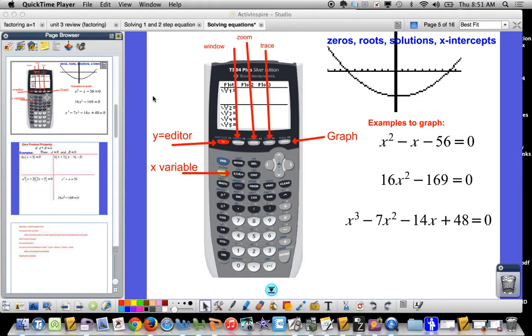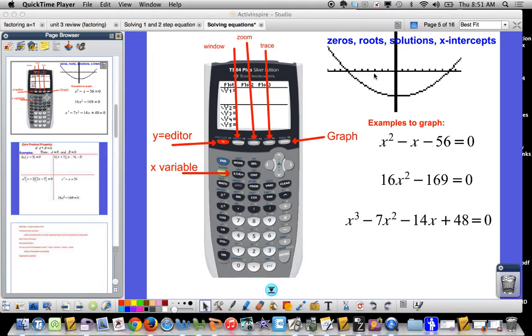Today we're going to talk about the steps that you need in order to be able to find solutions to polynomial equations using your TI-84. So first of all, when you look at your graphing calculator, you have several buttons that are very important for this process. You have your Y equals editor, your window button, the zoom button, the trace button, the graph button, and this button right here, x, t, theta, and n, that's going to be the button you use for your x variable in your equation.